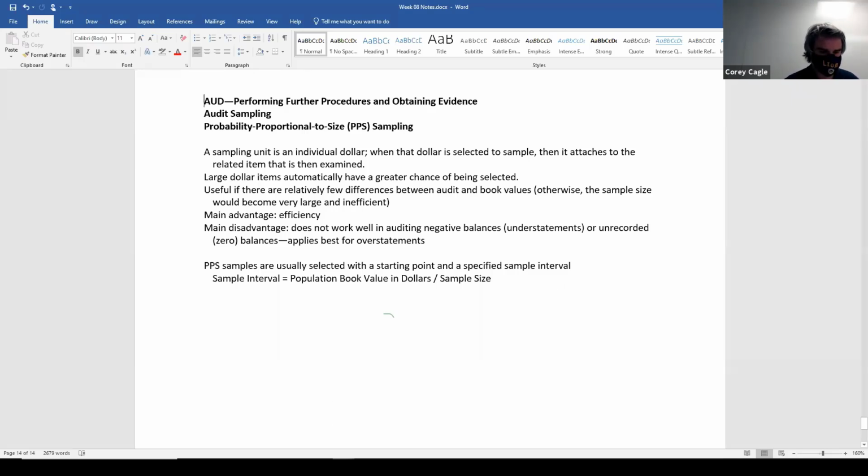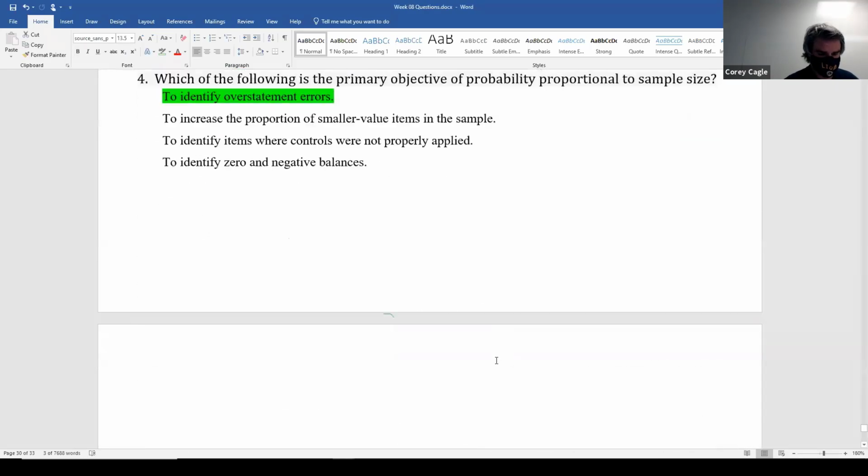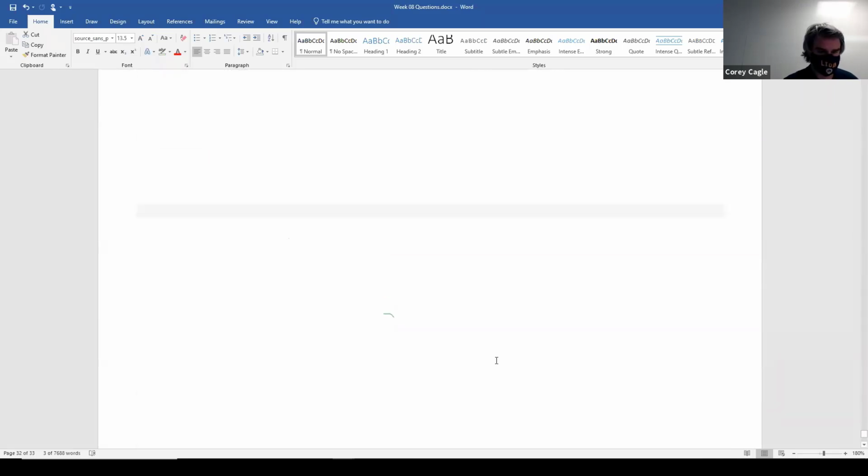In the questions, last year when we did these, there was a question number 5 that had a calculation on it, and it's gone now. So they're really putting less emphasis on this stuff.